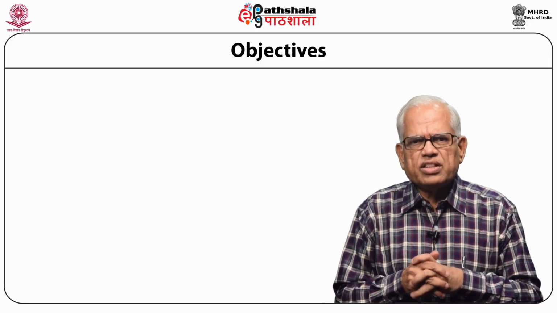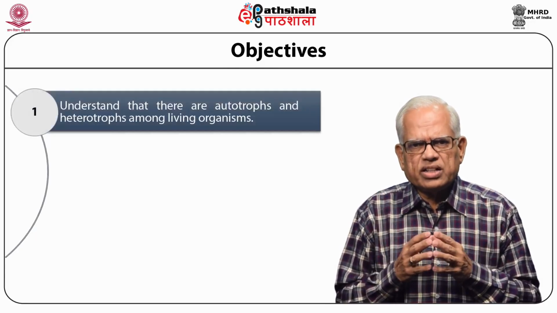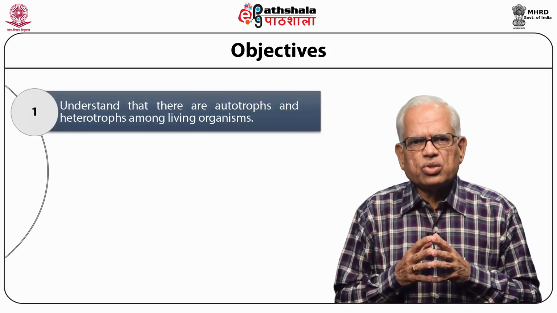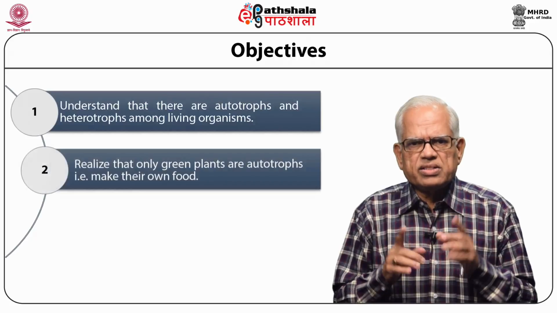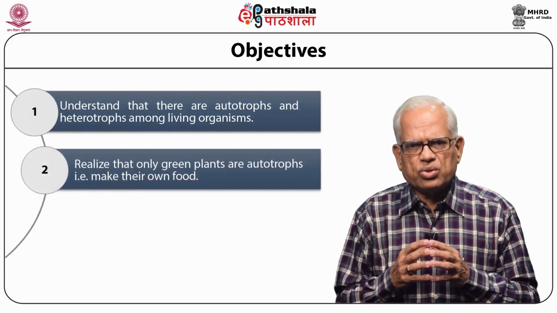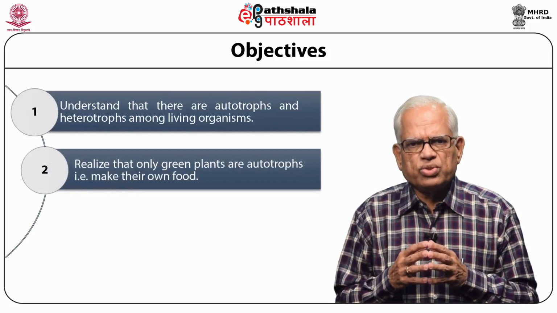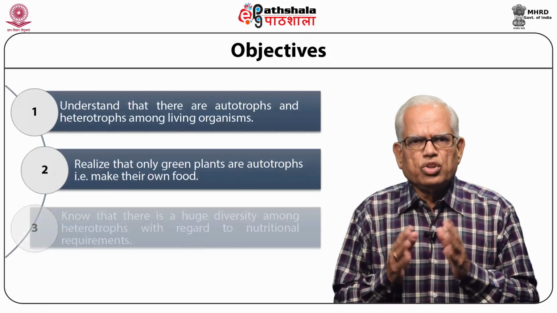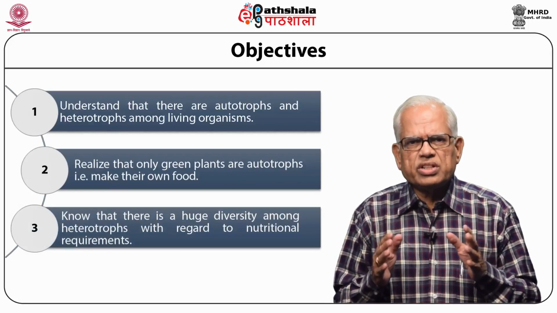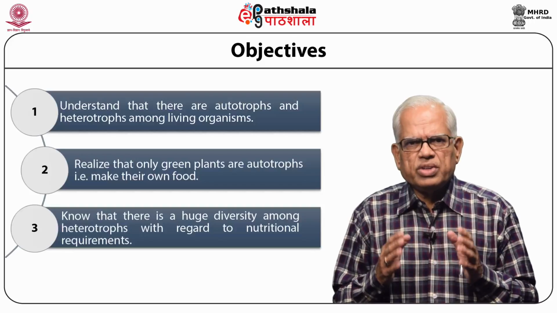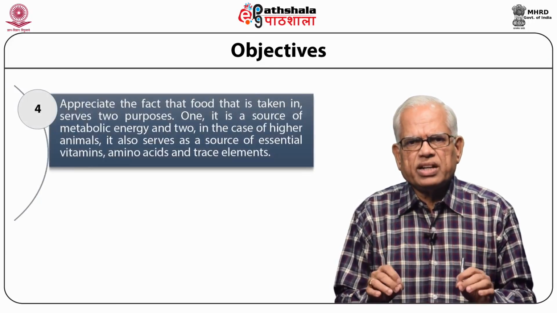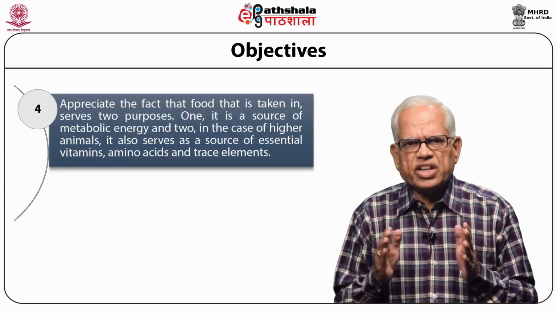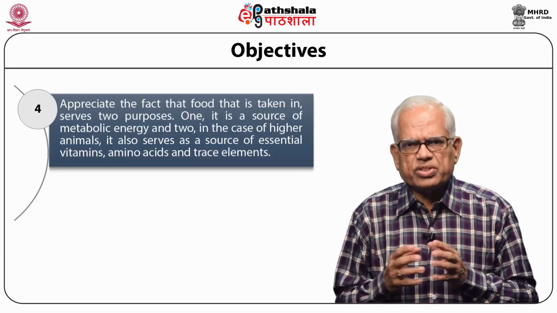At the end of learning this module, one would understand that there are autotrophs and heterotrophs among living organisms. Realize that only green plants are autotrophs, that is, make their own food. Know that there is a huge diversity among heterotrophs with regard to nutritional requirements. Appreciate the fact that food that is taken in serves two purposes.